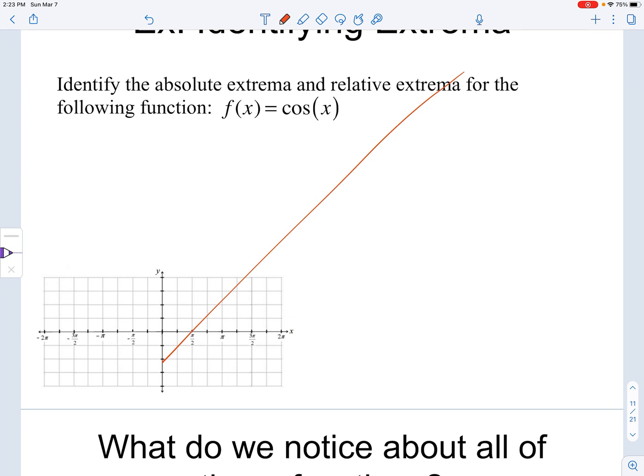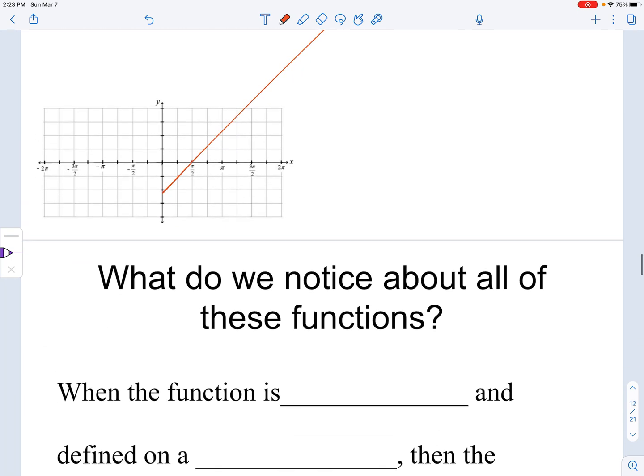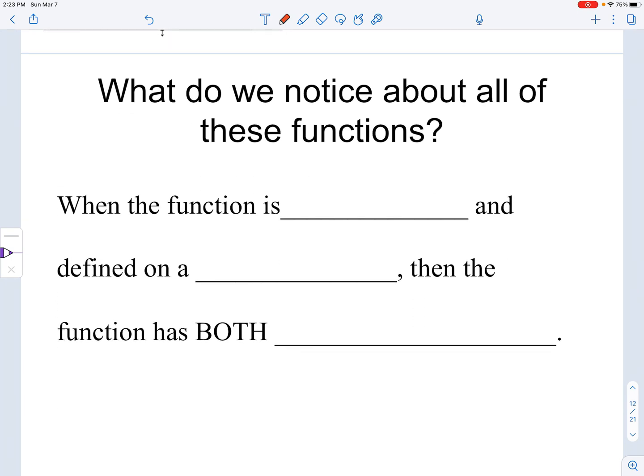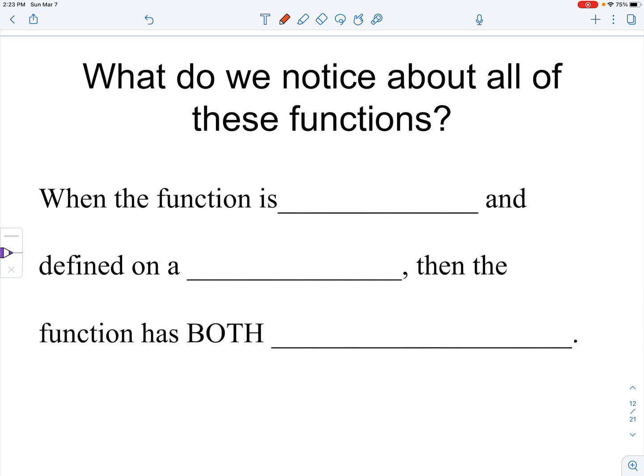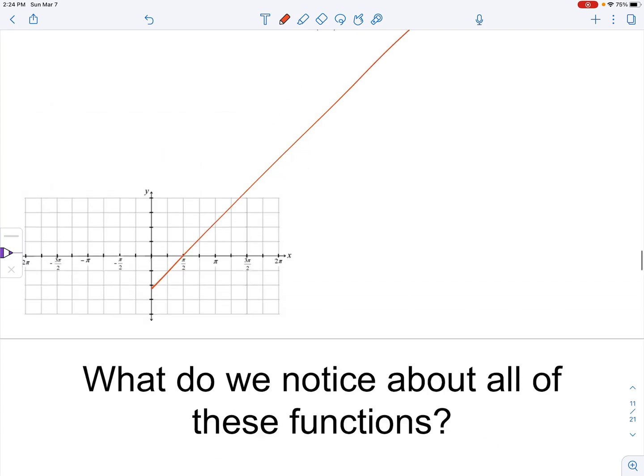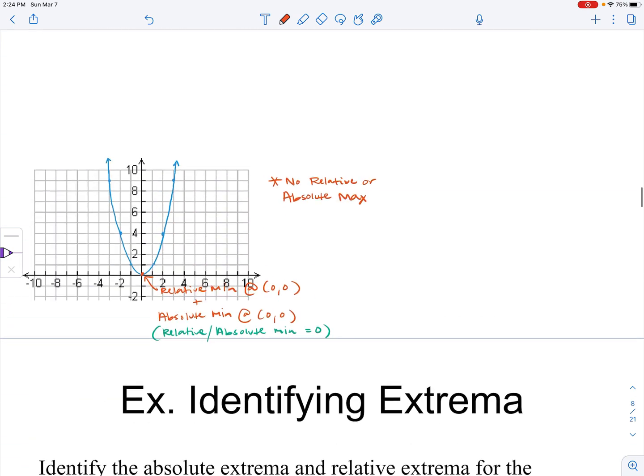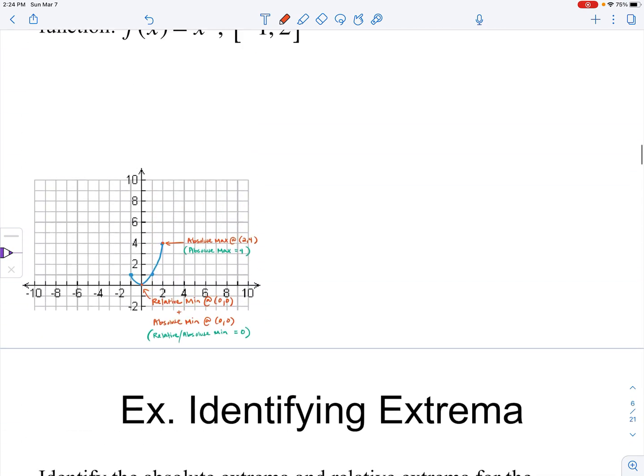Okay. For cosine, I think I'm actually going to skip this one. We don't need to talk about this. I don't think this is going to help us. Okay, so what do we notice about all of these functions? Okay, and I have a little fill in the blank here. So when the function is blank and defined on a blank, then the function has both blank.